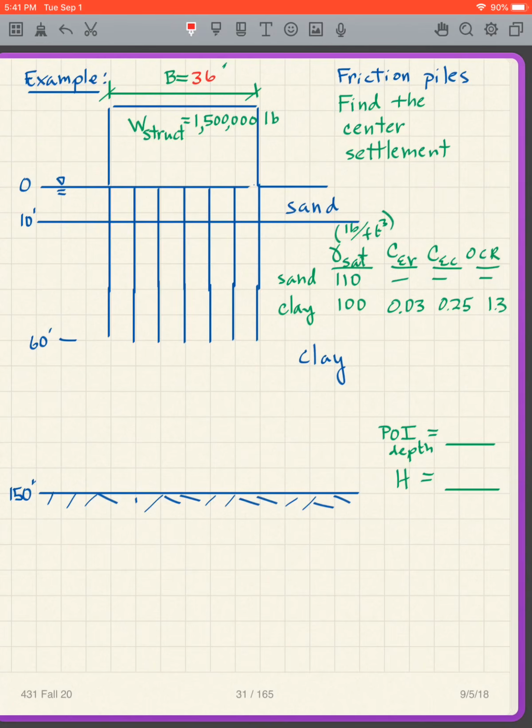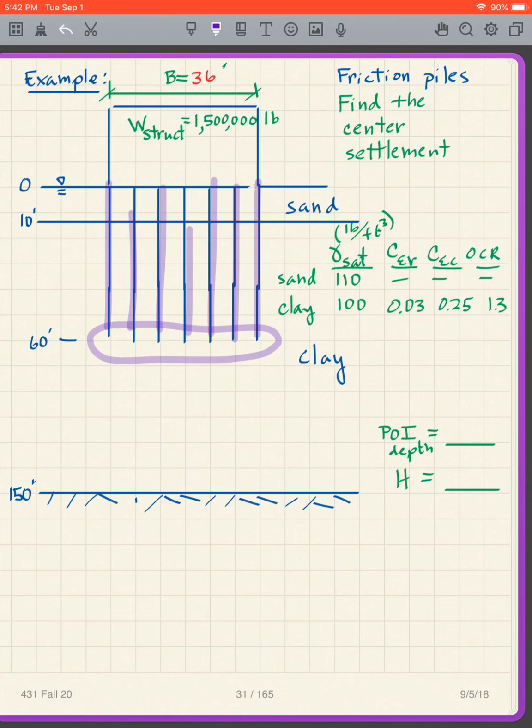All right, let's do a problem with friction piles. So we're going to have our structure with a weight of 1.5 million pounds, width of 36 feet, and these piles are considered to be friction piles. Why? As we noted, we look at the tips of the piles, and what soil is the tip in? It's in clay. If it's in clay or silt, then these piles are considered to be friction piles.